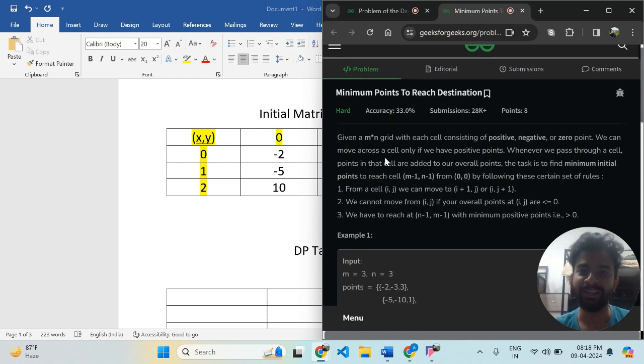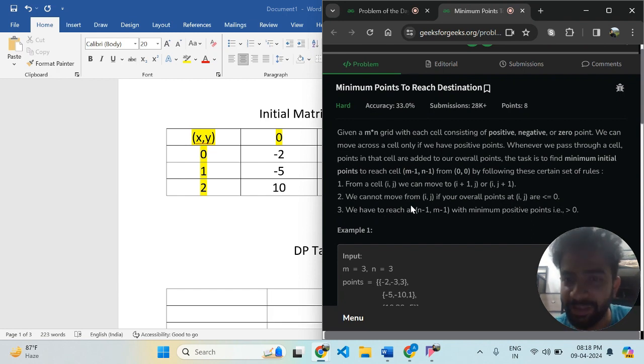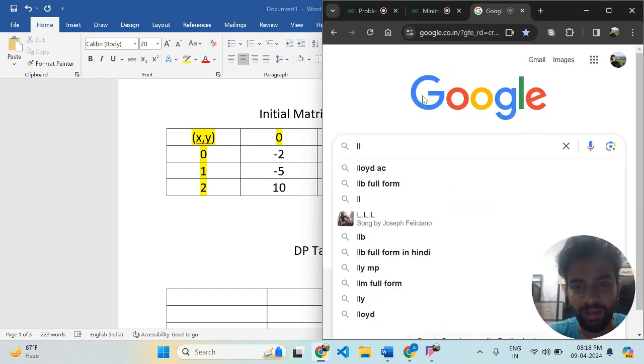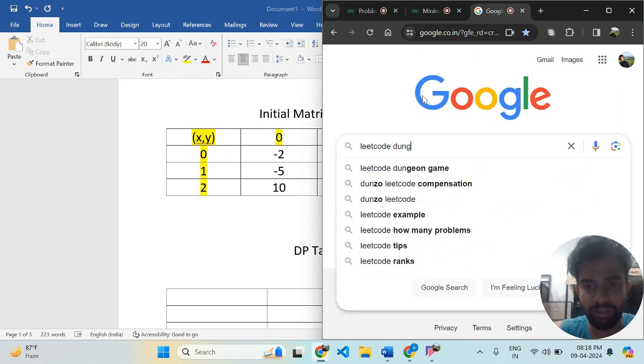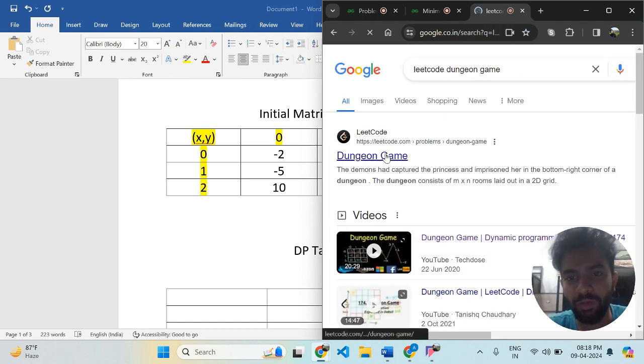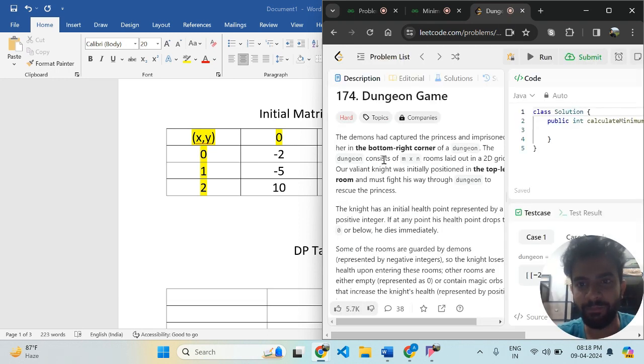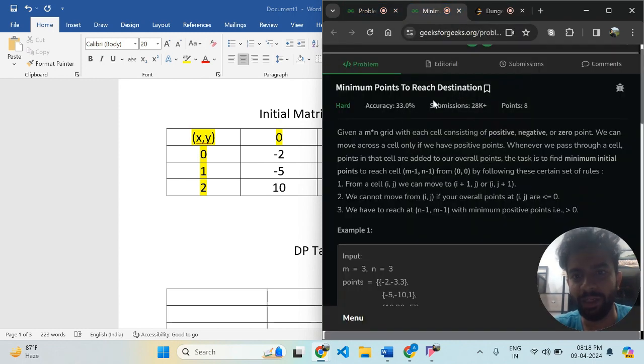This is an important question which took me an hour or a couple of hours to solve, because I'm initially working with DP hard problems. I came to know that I have studied this problem somewhere before, and it looked like a known problem. When I looked it up, this problem is basically the LeetCode dungeon game problem. So if you know what the dungeon game problem in LeetCode is, it is the same problem as this one, the minimum points to reach destination.